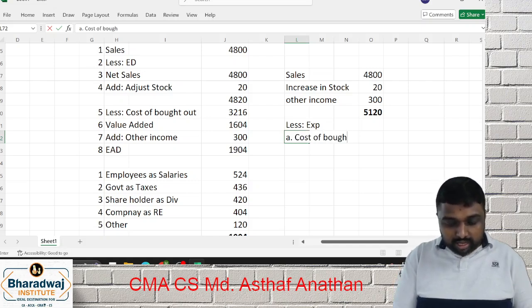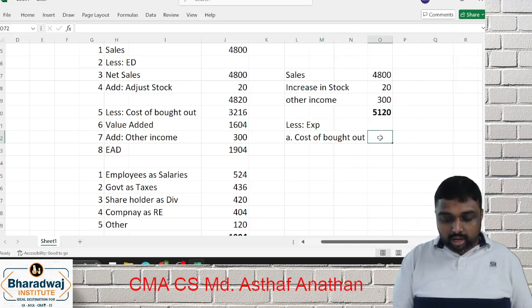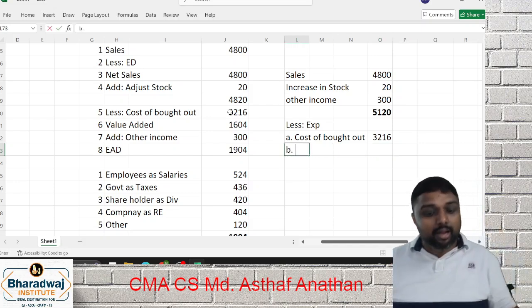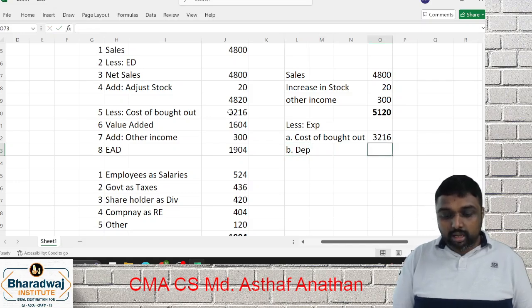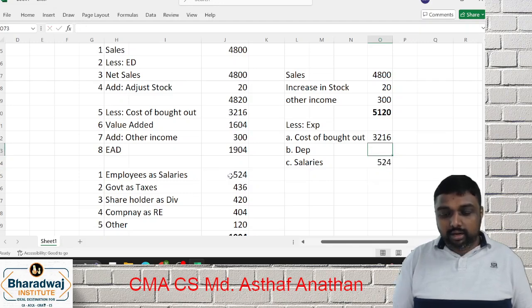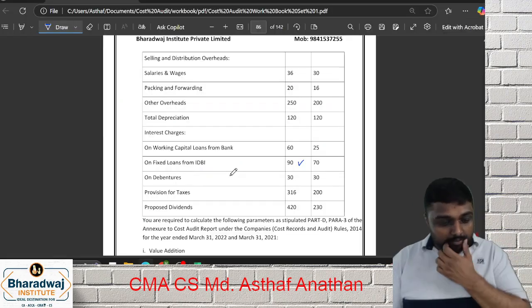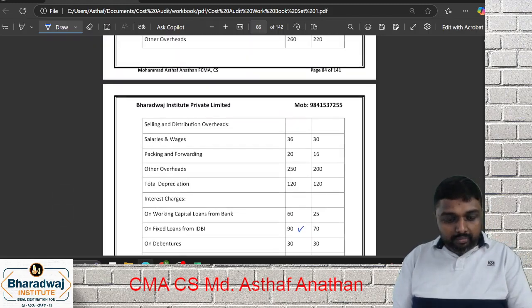Cost of bought out. This I have told you already in the class also. We can work it out. Already bought out expense we have taken. So you can take all the bought out. The expenses we have not considered in bought out, you take separately. The first item not considered is depreciation. Then another item is salaries. So take both. Salaries we have taken totally already. Depreciation, what is the item we have taken, my dear friends? Depreciation here we have 120.